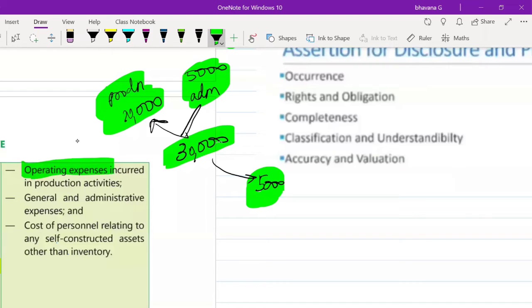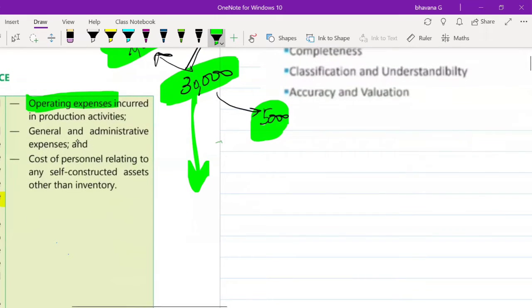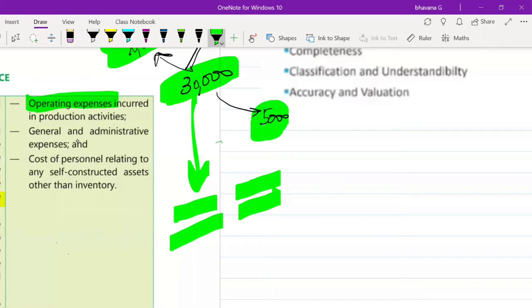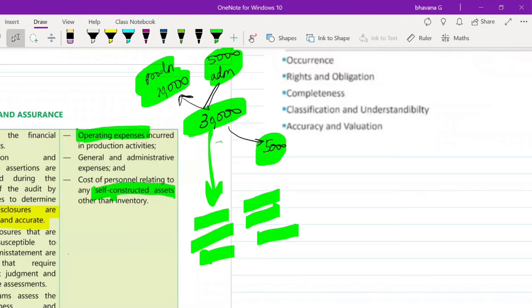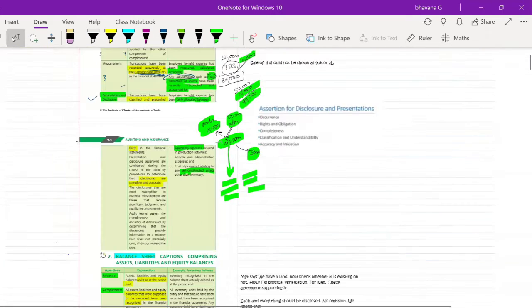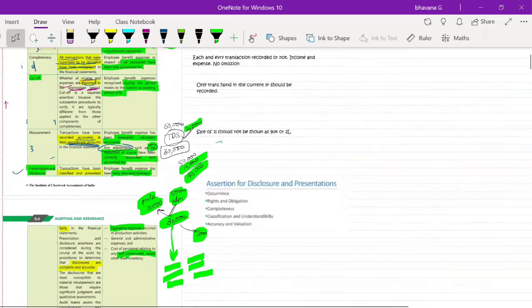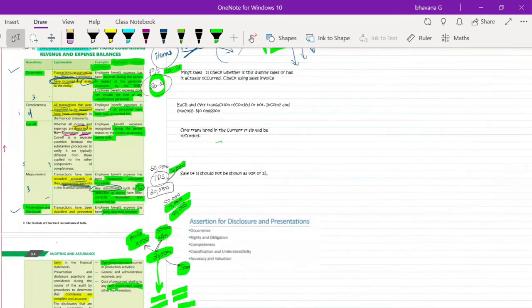See, whenever you write expenses, suppose you're writing employee benefit expenses, you have to classify and also tell them. If you just write bluntly 30,000, then down in the notes or in the disclosure areas, you have to disclose for operating expenses how much it was, for the administration people how much it was, for the cost of personnel relating to self-constructed assets how much it was. So like this you have to disclose and show it separately. Have all these disclosures been made properly or not? So these were all the assertions relating to income statements.